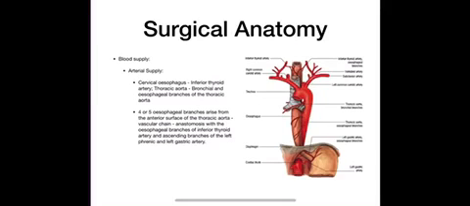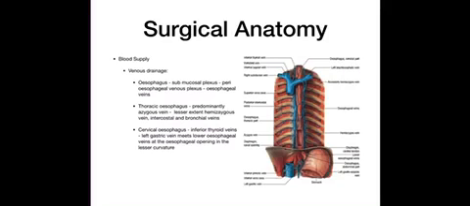Moving on to the arterial supply, the cervical esophagus is supplied by the inferior thyroid artery, and the bronchial and esophageal branches of the thoracic aorta. Four or five esophageal branches arise from the anterior surface of the thoracic aorta. They form a vascular chain and anastomose with the esophageal branches of the inferior thyroid artery and the ascending branches of the left phrenic and left gastric arteries.